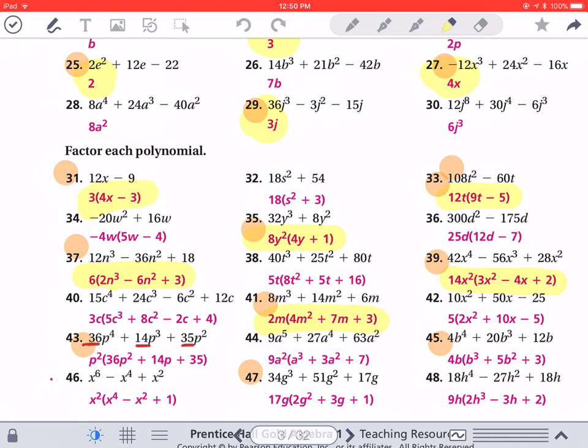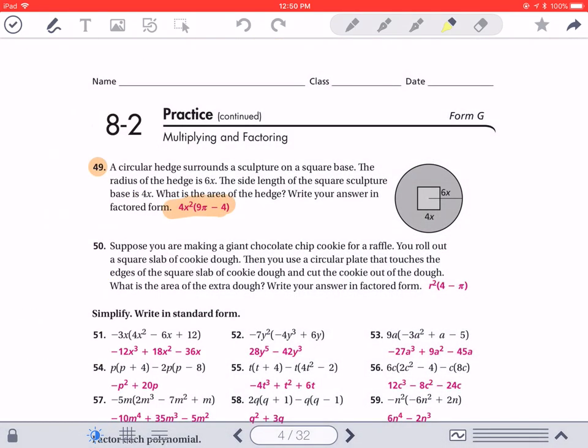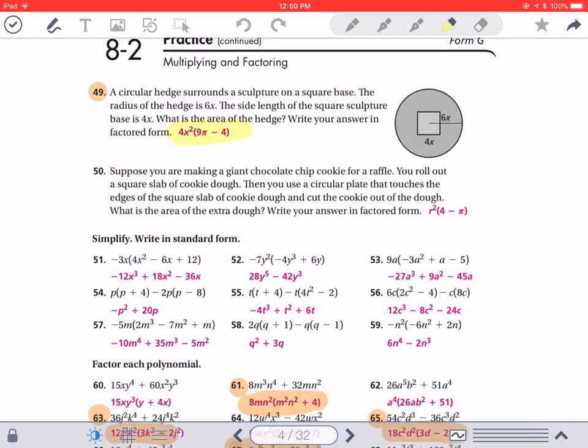41, factor out 2m, multiply that by 4m squared plus 7m plus 3. 43, p squared, multiply that by 36p squared plus 14p plus 35. Number 45 is factor out 4b, multiply that by b cubed plus 5b squared plus 3b. 47, factor out 17g, multiply that by 2g squared plus 3g plus 1. Number 49, you get 4x squared times the quantity of 9 pi minus 4.